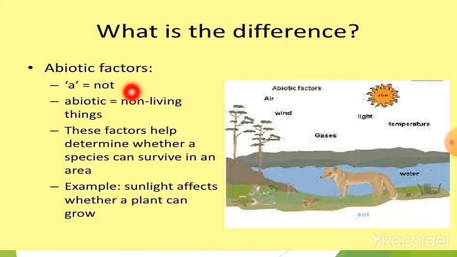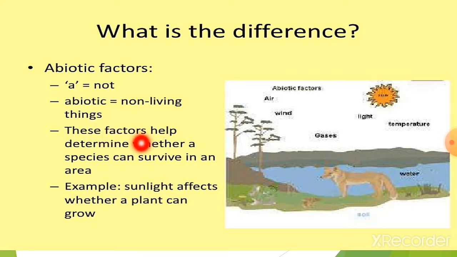Abiotic factor. Here A represents not. Abiotic means non-living things. Already we know biotic. Bio means living. A means not. Abiotic means non-living things are called abiotic factors.